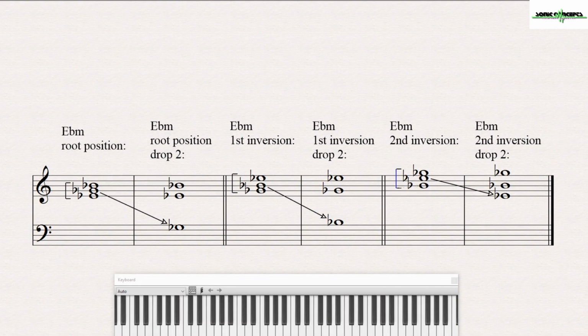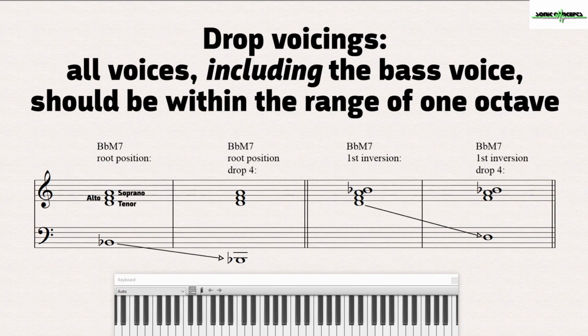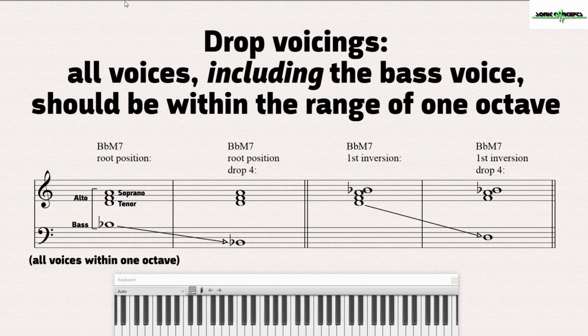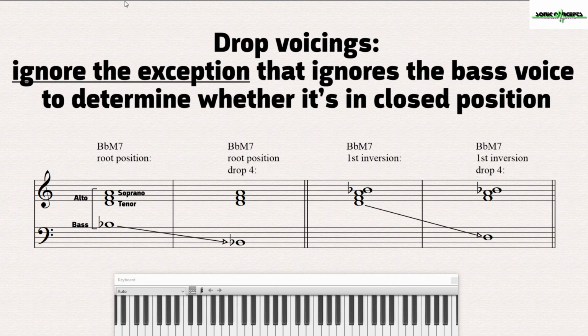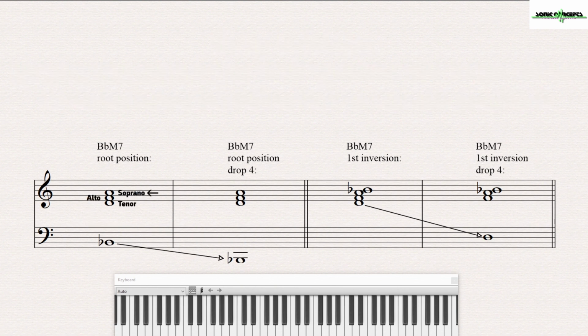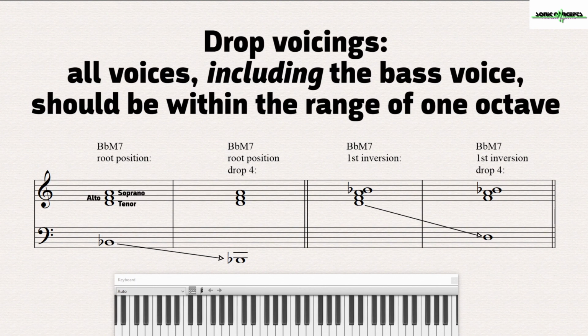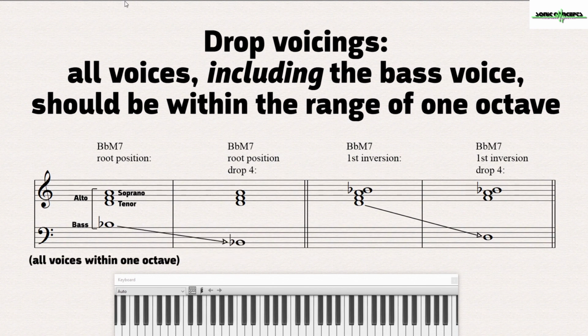Before we begin, I'd like to point out that when creating drop voicings, the best results will be obtained when they are derived from the tightest closed position voicings for triads or seventh chords. This means that all voices, including the bass voice, should be within the range of 1 octave. In other words, in regards to drop voicings, ignore the one exception to the rule in the last episode which states that you should look at the distance between the soprano and tenor voices only and ignore the bass voice to determine whether it's in closed position. For the best sounding drop voicings, all voices, including the bass voice in closed position, should be within the range of 1 octave.